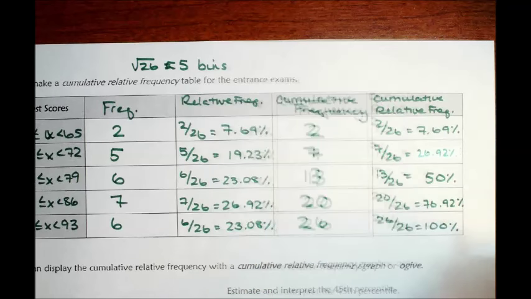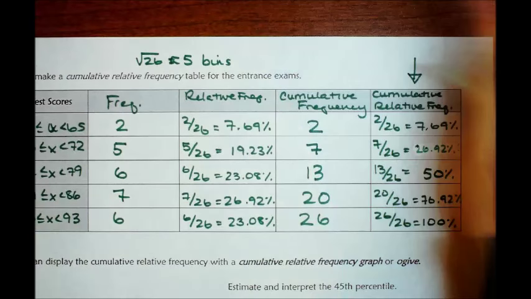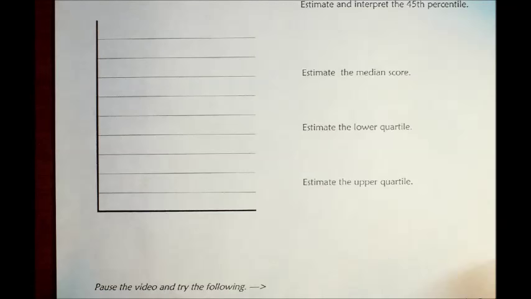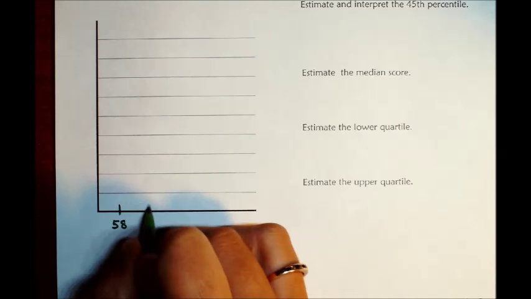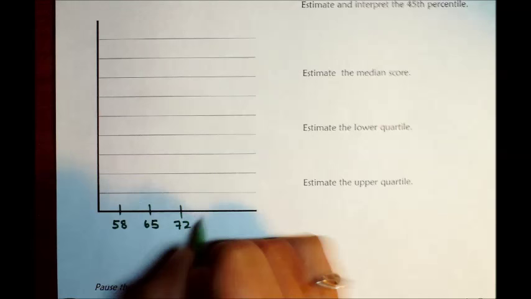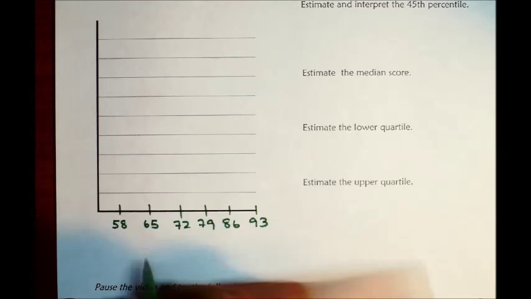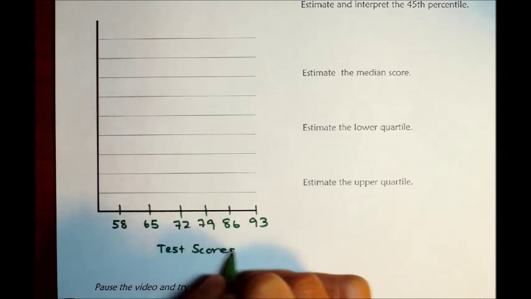We're going to use this data to make a new graph called a cumulative relative frequency graph, or an ogive. So here's our axes. We're going to set them up on our x-axis, just like we did the intervals. So we're going to have an interval from 58 to 93. And these are the test scores. On the y-axis, we're going to have our relative frequency, cumulative relative frequency.